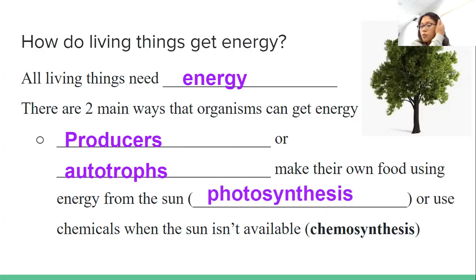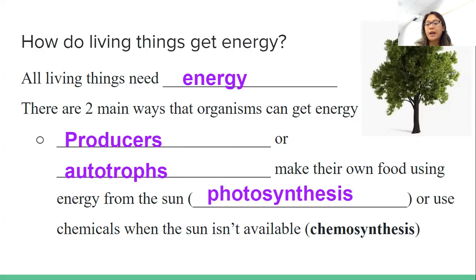Now, in some parts of the world, like deep down in the ocean, the sunlight cannot reach those areas. So organisms that need to make their own food in those areas can't use the sun to make their own food. Instead, they'll use other things around them like chemicals, and they will use a process called chemosynthesis instead. But not all organisms make their own food using the sun's energy.